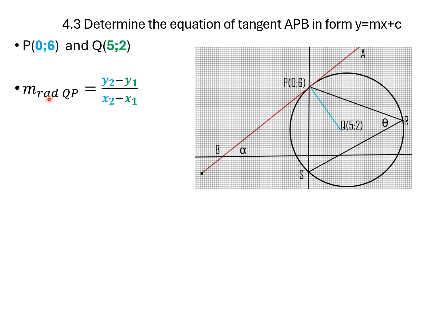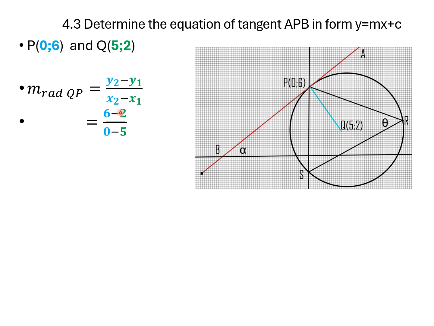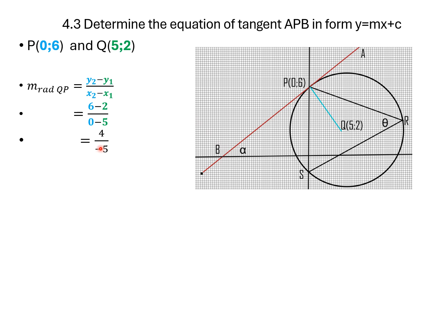Gradient of my radius using Q and P equals y2 minus y1 over x2 minus x1. So there's 6 minus 2 over 0 minus 5. Be very careful with how you substitute. So therefore 6 minus 2, 0 minus 5. If I choose the y value from there, the x value must be right underneath it. You see there, 2 and 5. That gives me 4 over negative 5. So that's the gradient of my radius.